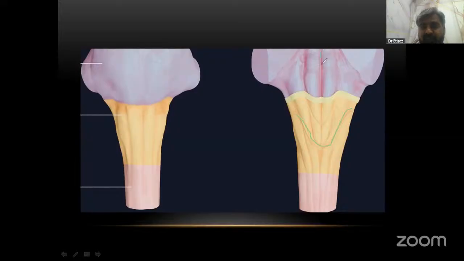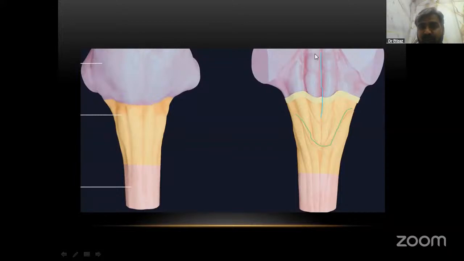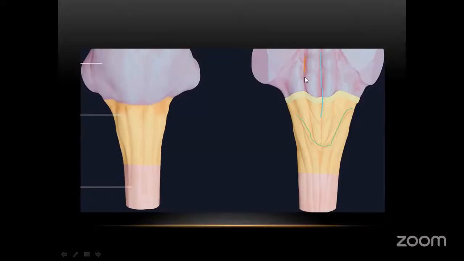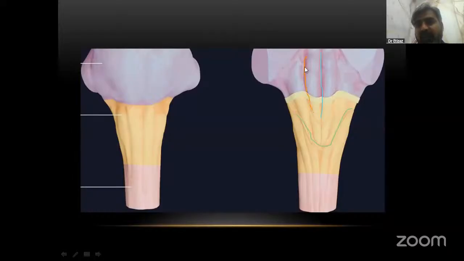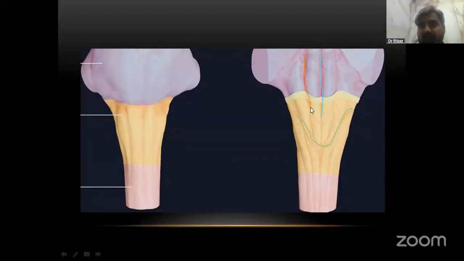What do we call this depression, or sulcus? Yes, please. Posterior median sulcus. This is the posterior median sulcus. And what about this one? This is an elevation. Median eminence. And what is this sulcus? Sulcus limitans. This is the sulcus limitans. Excellent.